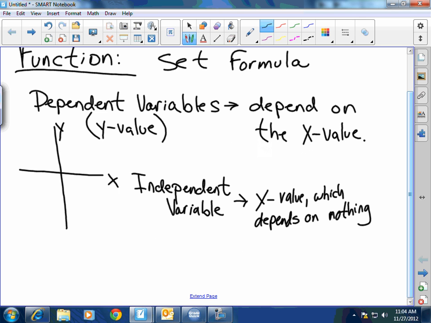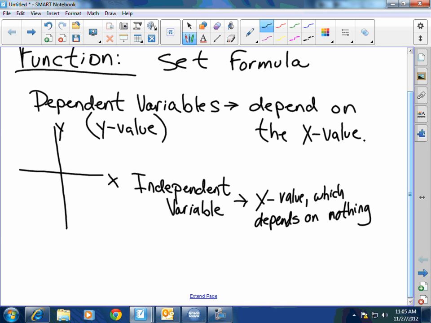Independent. Think about dependent and independent with you and your parents. You are dependent on your parents. You need them to pay for your school, to pay for your food, to pay for your clothes, to take you to school, to take you shopping, to take you to the doctor, to feed you. Okay? You depend on your parents.